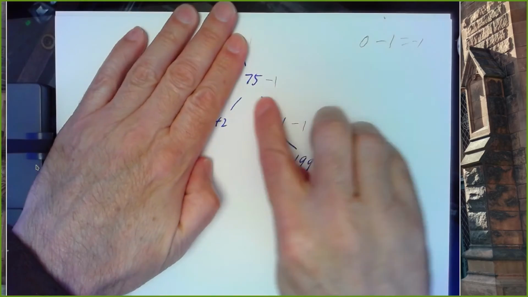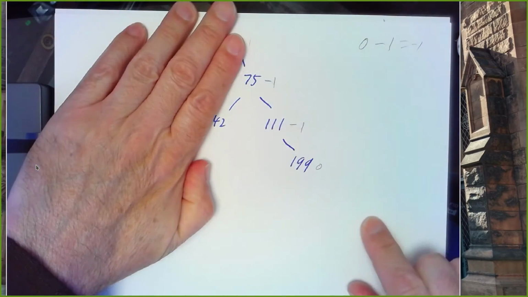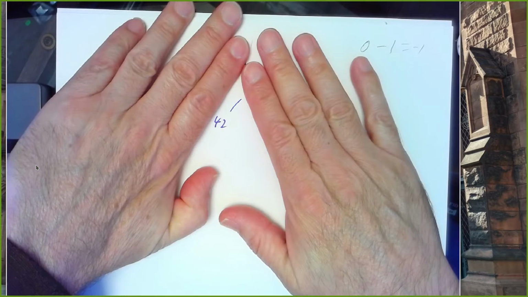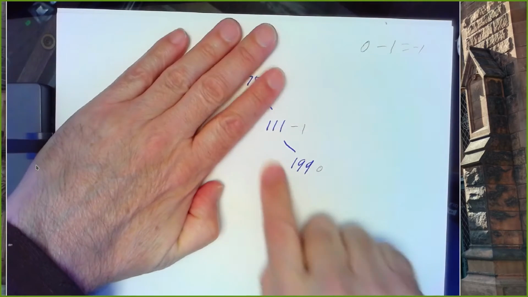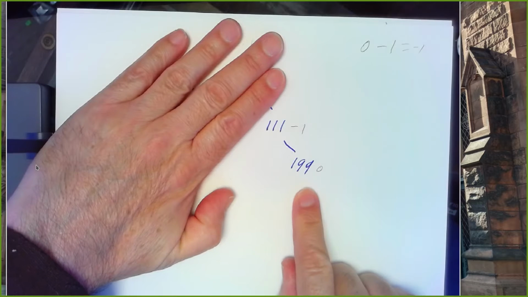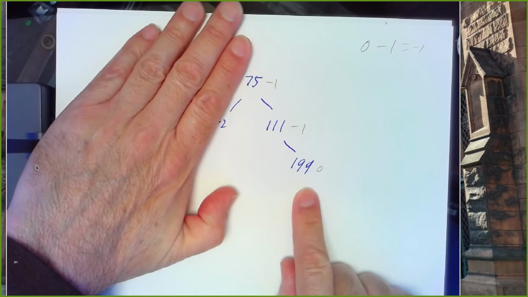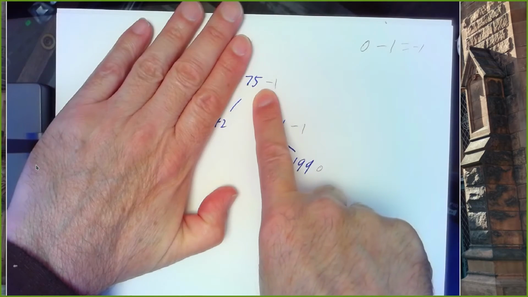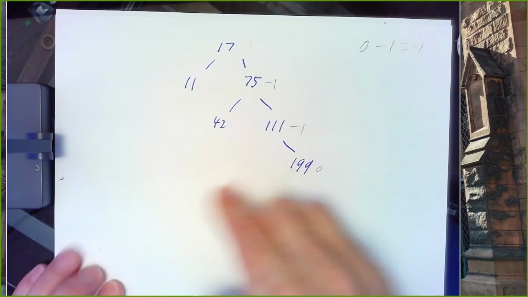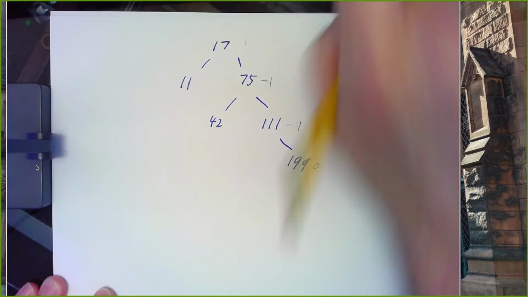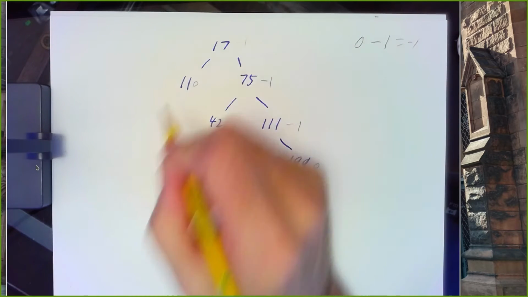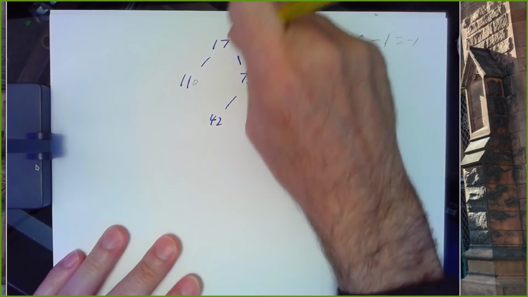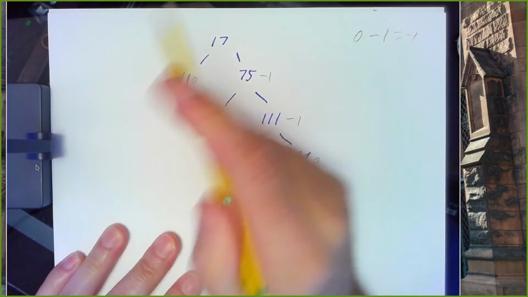So the 75 node, similar setup. The left subtree looks like this. That has a height of 0. The right subtree looks like this. That has a height of 1. So exactly the same calculation. The balance factor of this node is 0 minus 1. That's -1. This node, left and right subtrees are null, so that's got a balance factor of 0. But now, what's the balance factor of the 17?